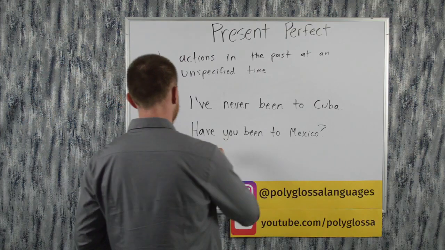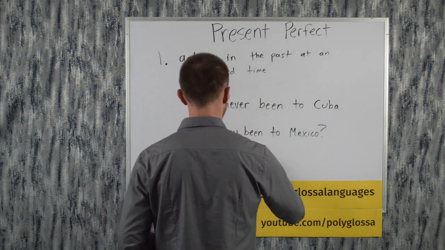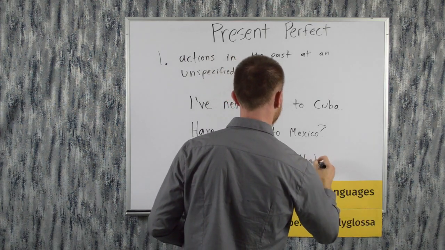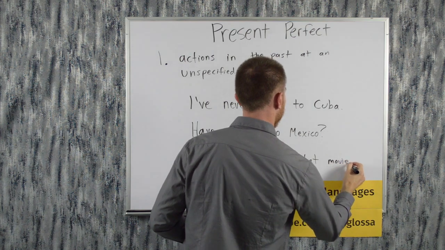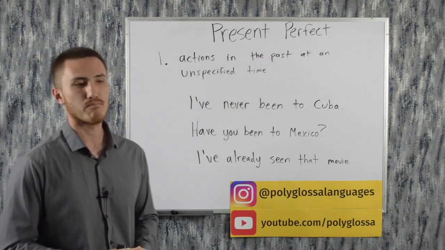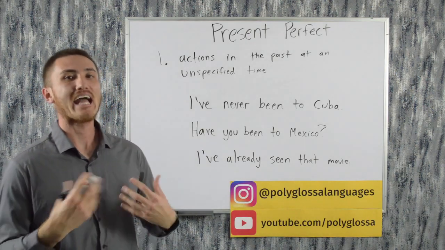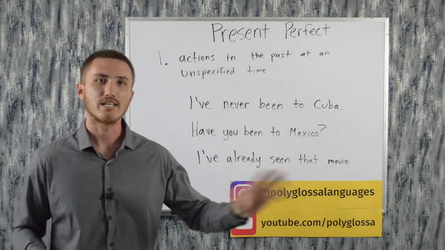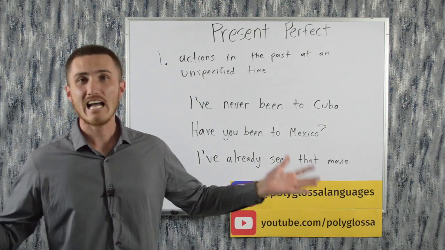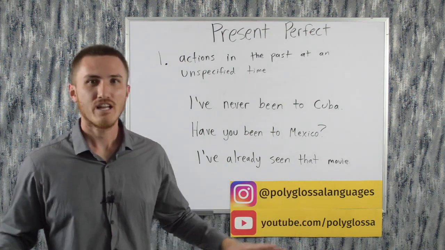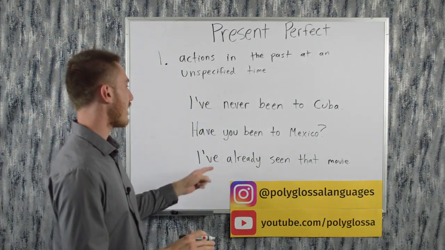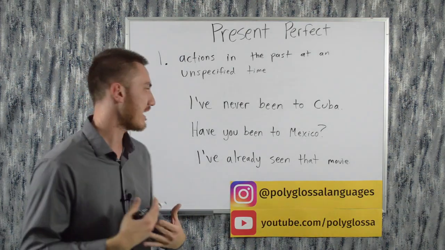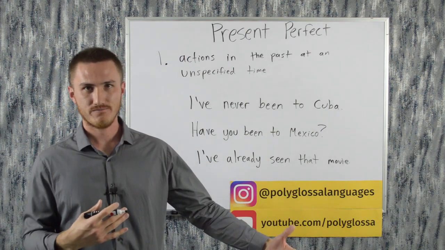One more example, if I say, I've already seen that movie, okay? So, if I say, I've already seen that movie, I'm saying that at some time in my life, in the past, I did this action. I saw that movie. Maybe I did it 10 times. Who knows? That doesn't matter. Nothing matters. The only thing that matters is the action, right? Did it happen in my whole life or no, right? I've already seen that movie, okay?